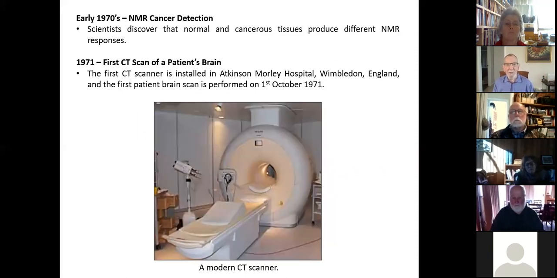Here we have a modern CT scanner. I'm sure many of you will be familiar with it, I am too. Not particularly pleasant things to be in, but anyway, there we go.